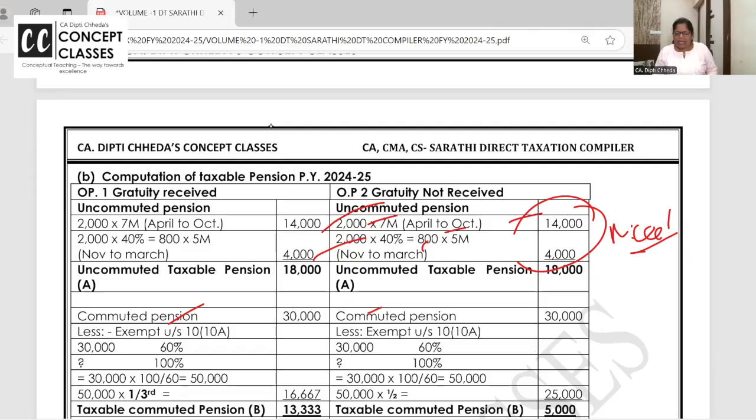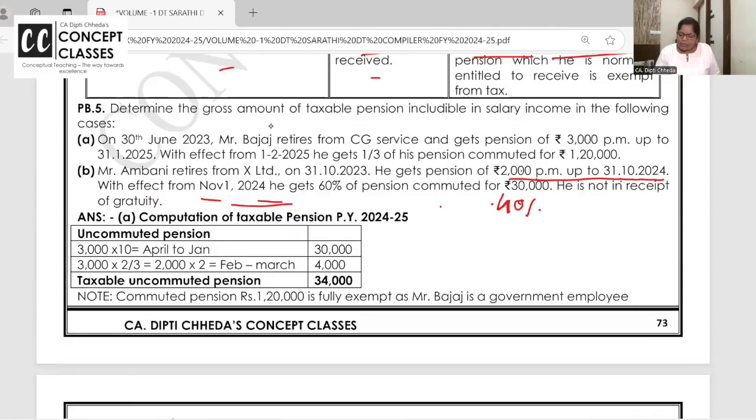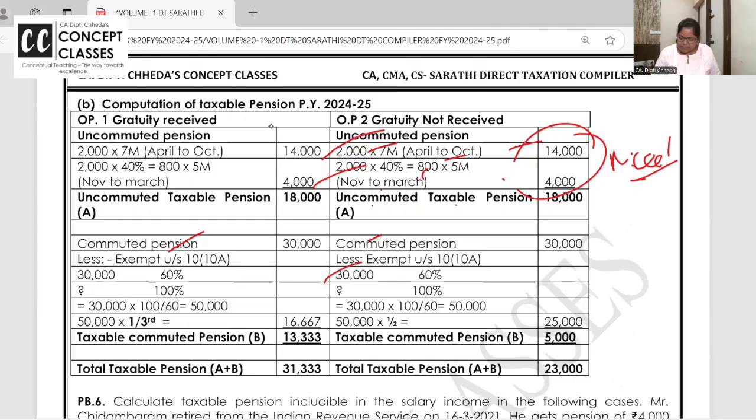Exam में कोई एक ही करोगे आप. 2,000 I was receiving from April to October. November onwards only 800 because remaining 60% I encashed. How much is my commuted pension? 30,000 is 60%, तो 100% कितना? 50,000. Now if I am receiving the gratuity, 1/3 is exempt, not of 30,000, 1/3 of 100% pension, 50,000.